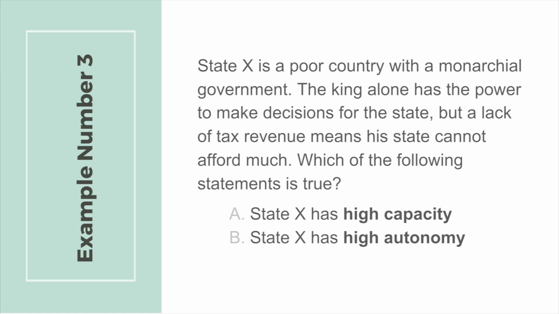If you answered B, you got it right. If the king of State X has the authority to make decisions with the force of law, that means the public does not have a lot of influence over the government. That's exactly what we mean when we talk about a state having a high degree of autonomy.